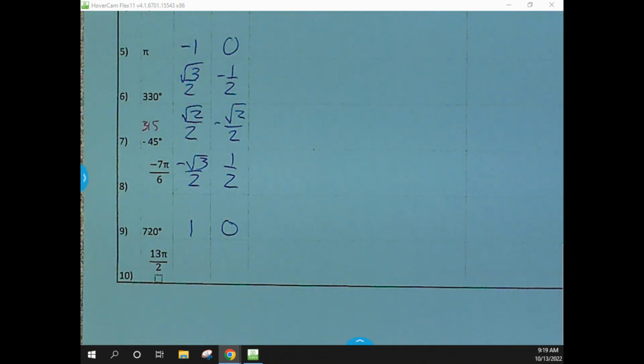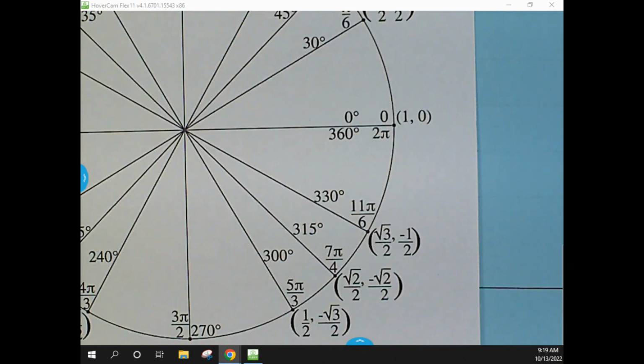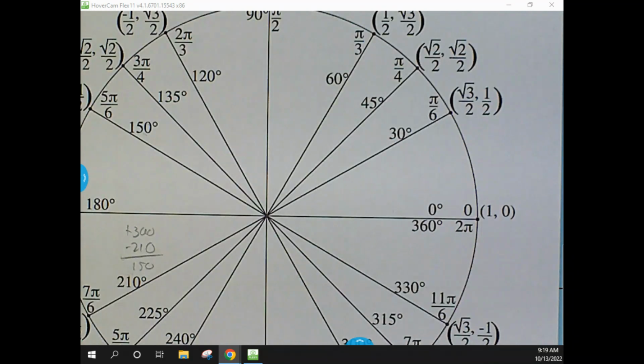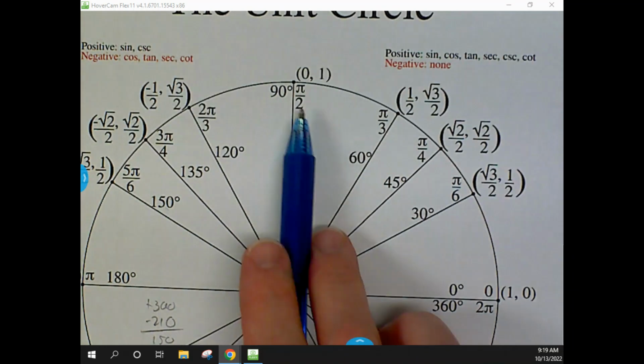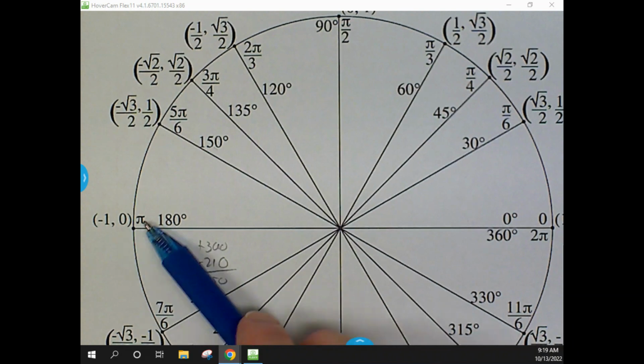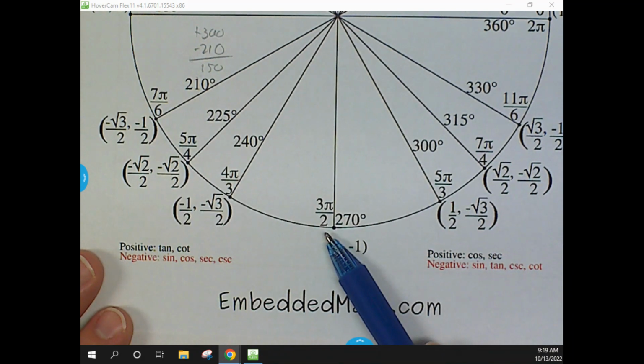Okay, and then 13 pi over 2. And you're like, okay, that is nowhere on the paper, right? Okay, but here's what you have to think about. You can do this in a couple different ways. This is 1 pi over 2, right? Pi over 2 is 90. If we did 2 pi over 2, the 2's would cancel, get us pi, that would be 180. So this would be 3 pi over 2.